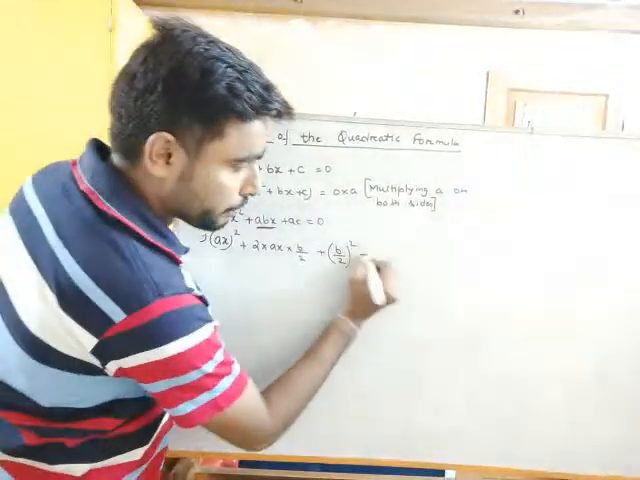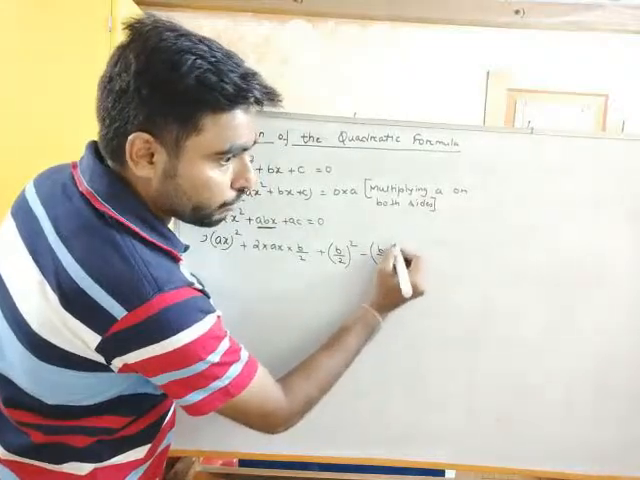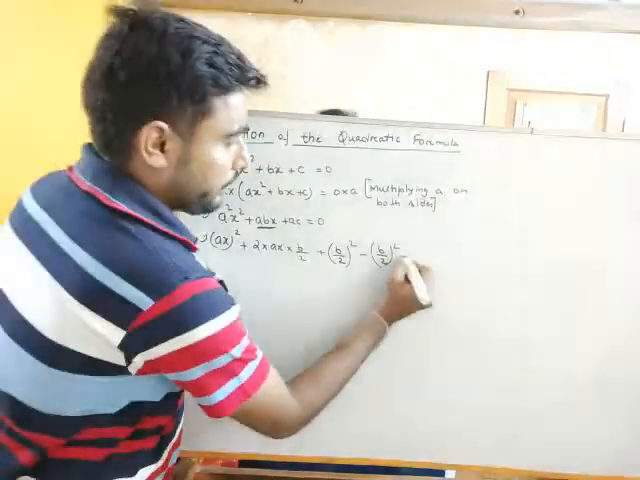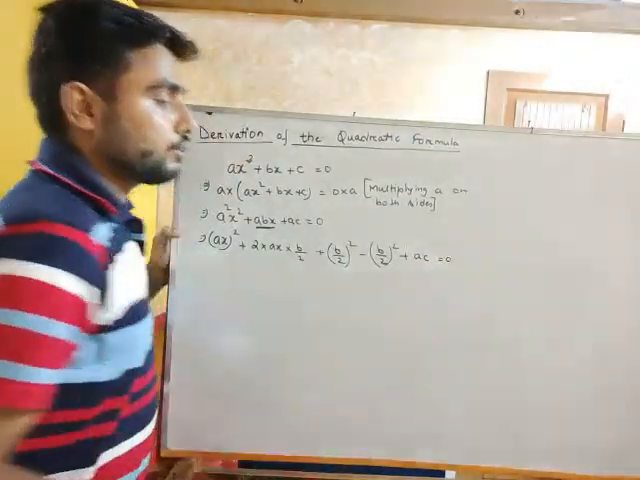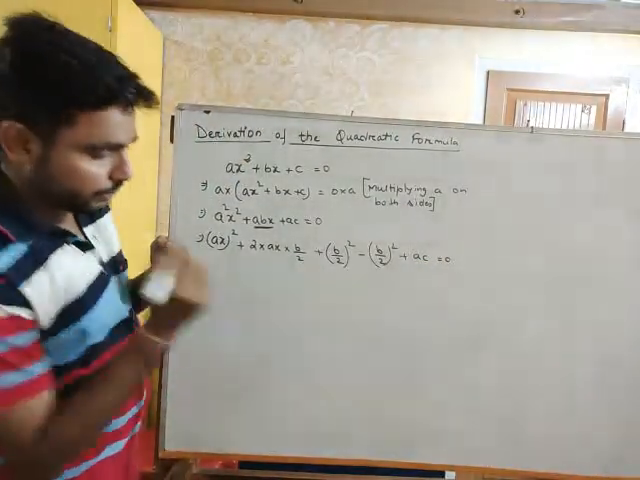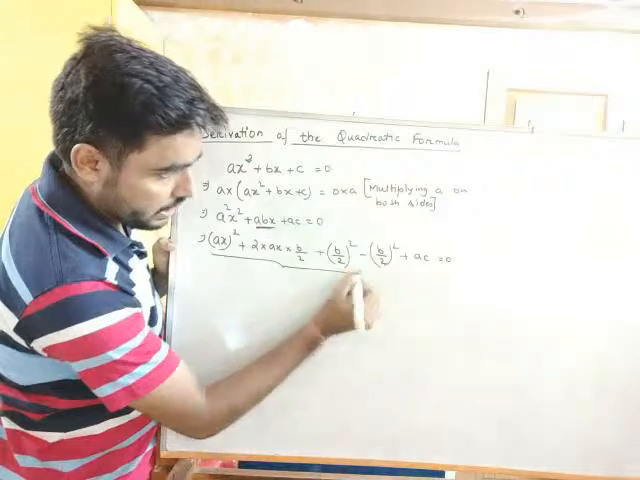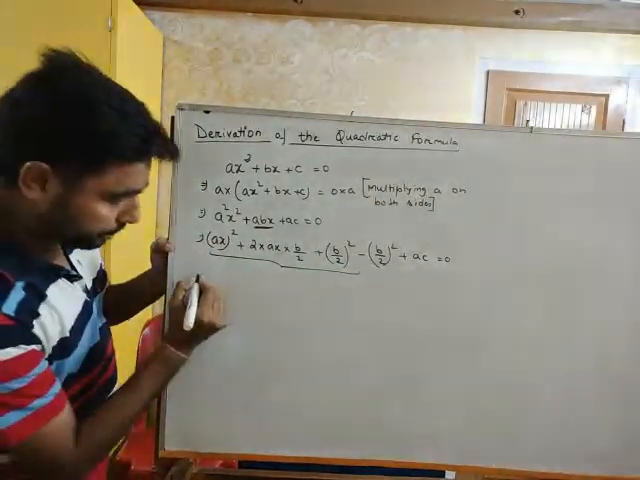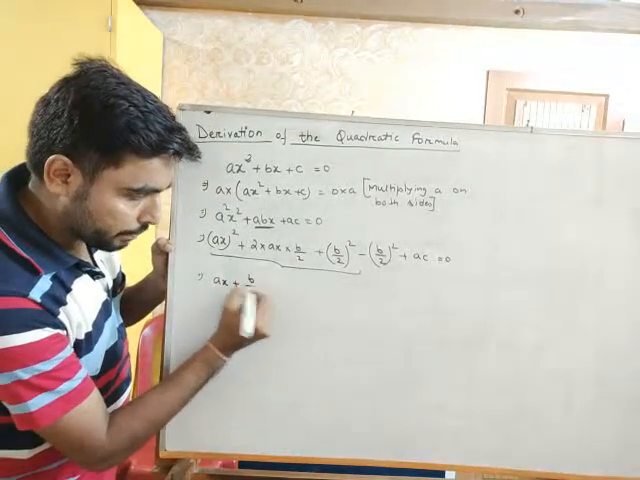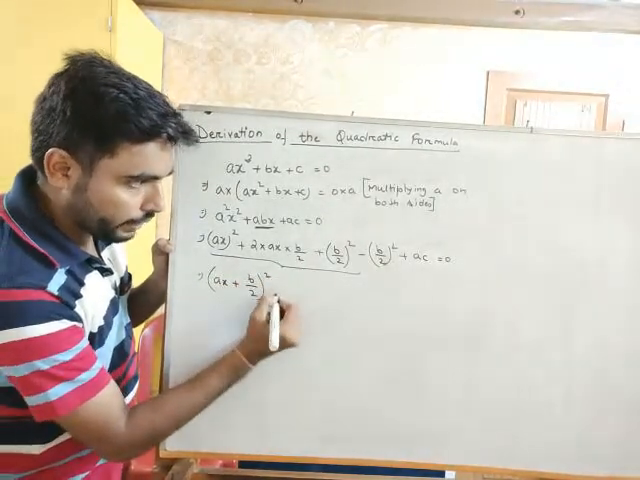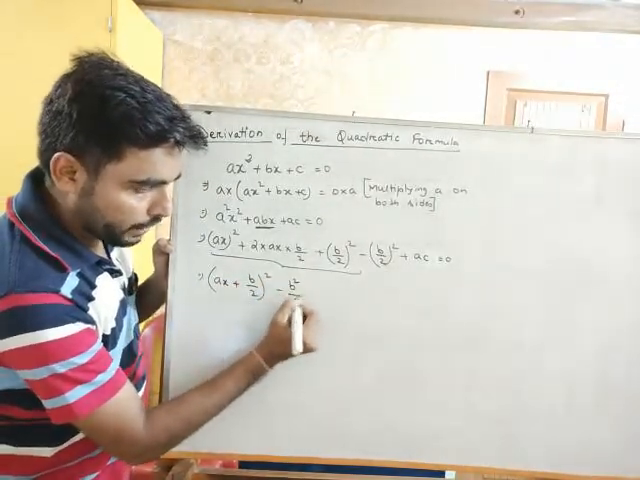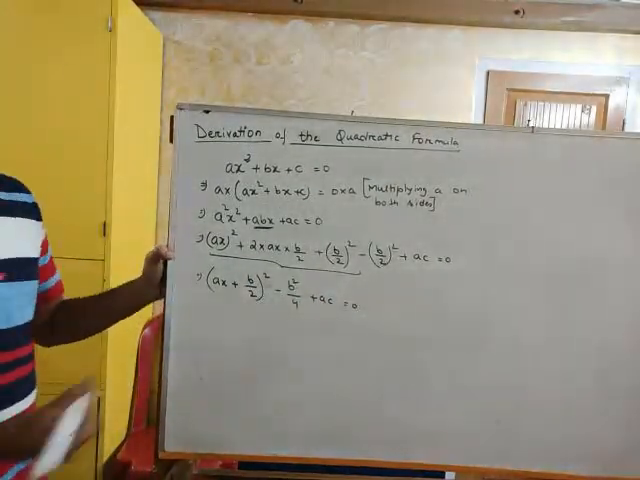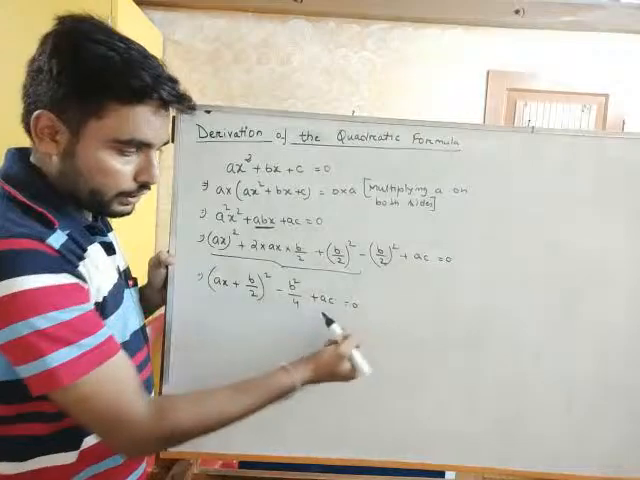So to keep the balance, where I wrote plus, I write minus. And plus ac was already there, so plus ac has been written and is equal to 0. From here to here it is a square plus 2ab plus b square. So it will give you ax plus b by 2 whole square minus b square by 4 plus ac is equal to 0, isn't it? B by 2 whole square gives b square by 2 square, which is 4.